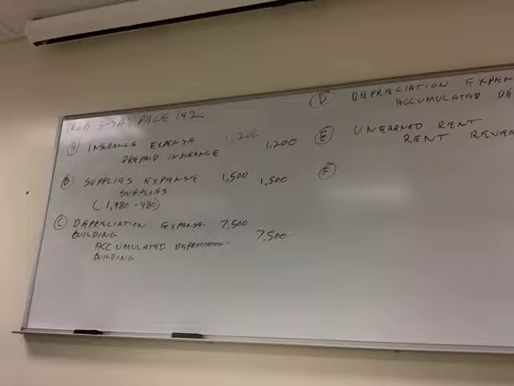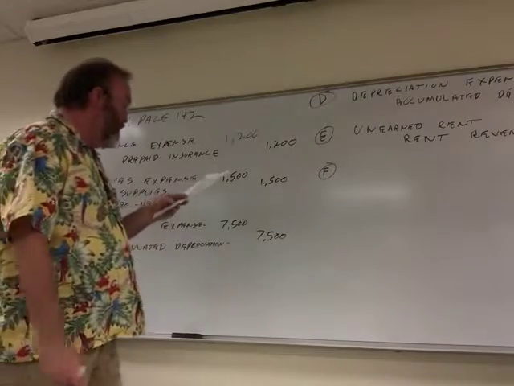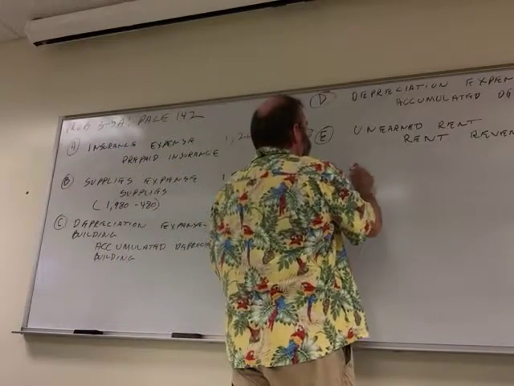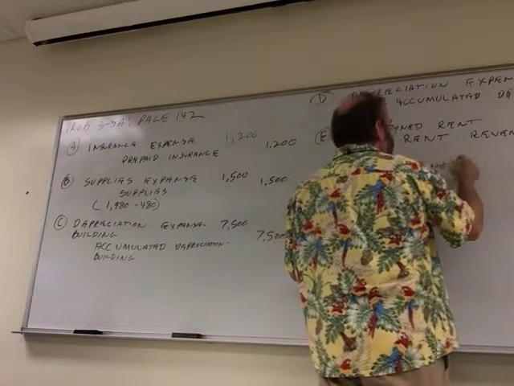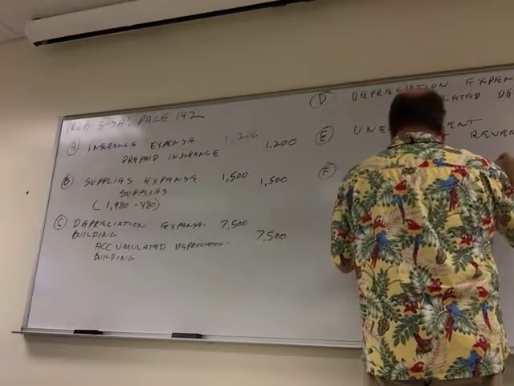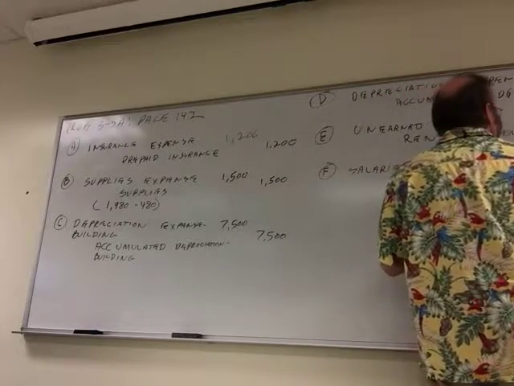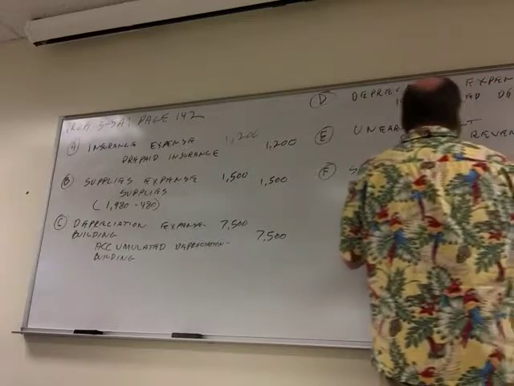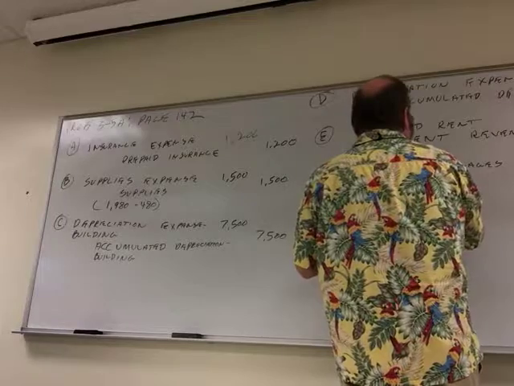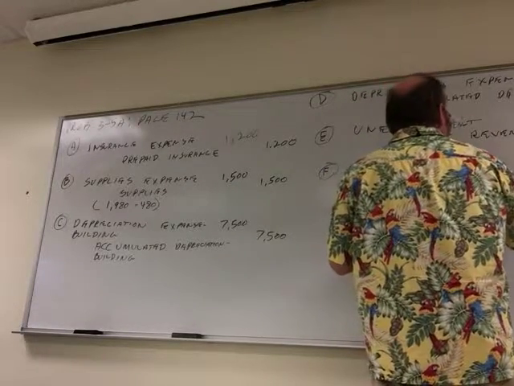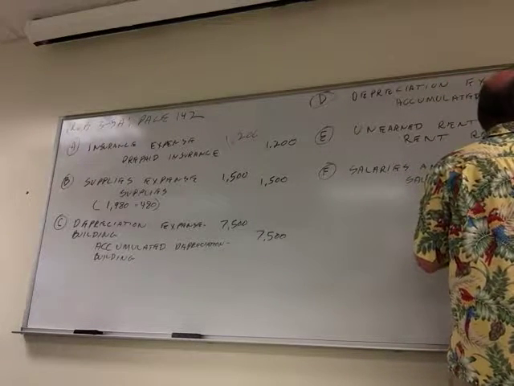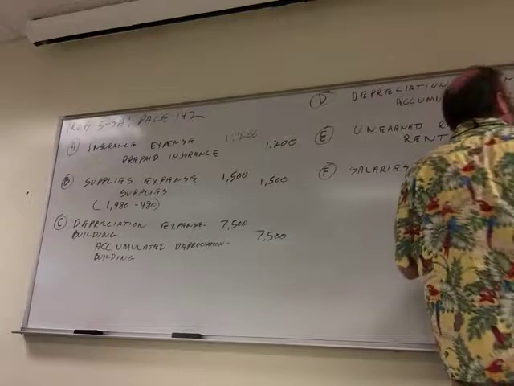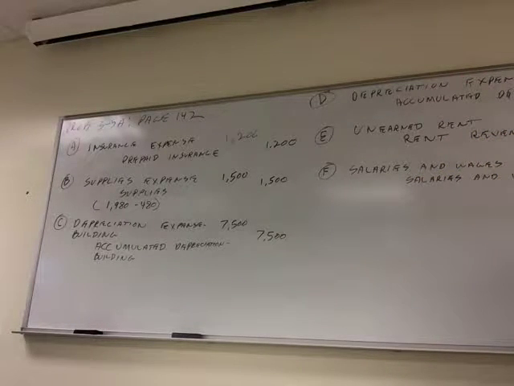Accrued salaries and wages at August 31st, $3,200. So this is salaries and wages expense. And salaries and wages payable. So the income statement account and the balance sheet account, $3,200.